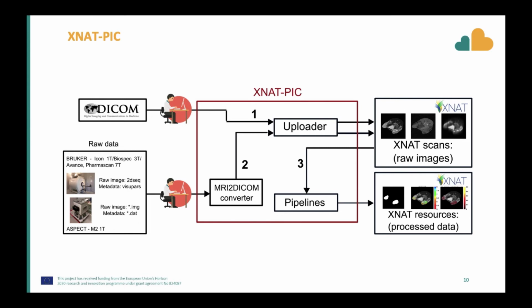Basically, you can upload your DICOM images directly to XNAT, and then they will be archived as XNAT scans, or if you have raw data in proprietary format, you can first convert them and then proceed with the uploading. Once the data are in place, you can process them directly on XNAT using our processing scripts that rely on the XNAT pipeline engine, and upload the results back to XNAT.